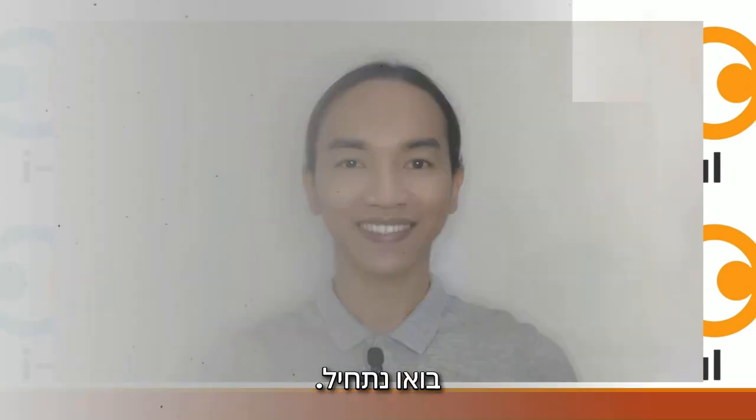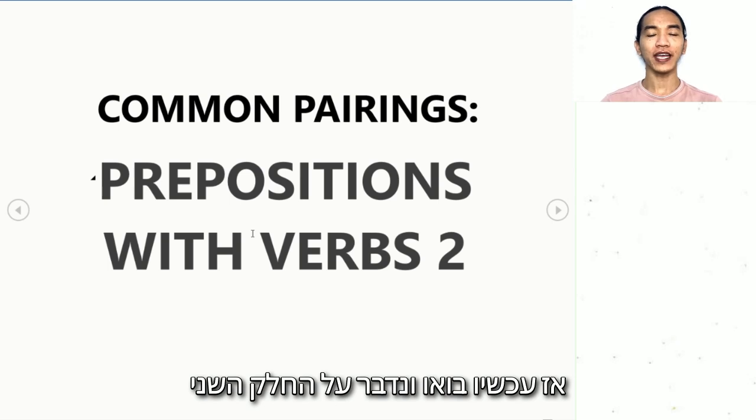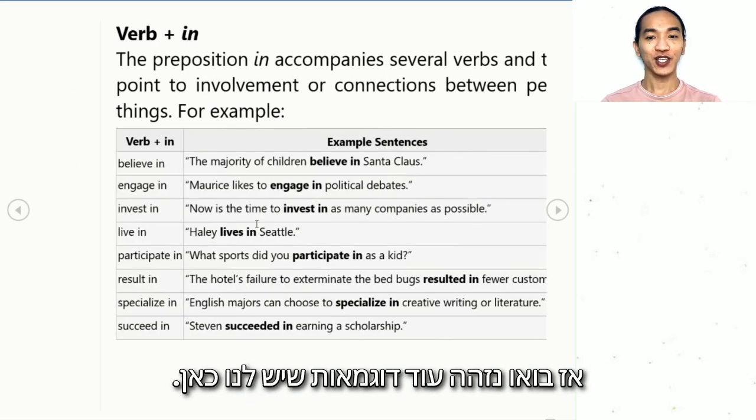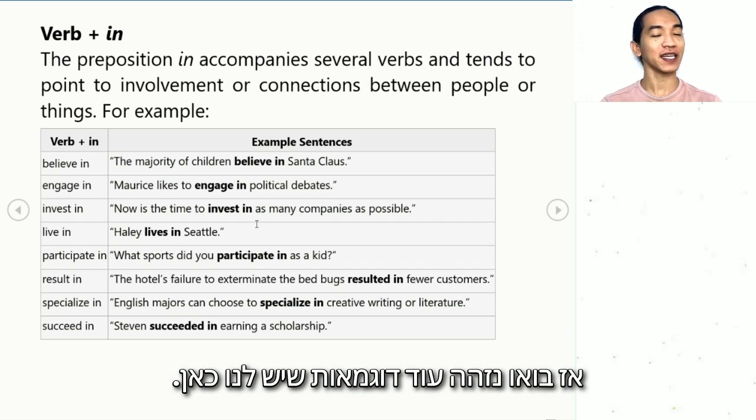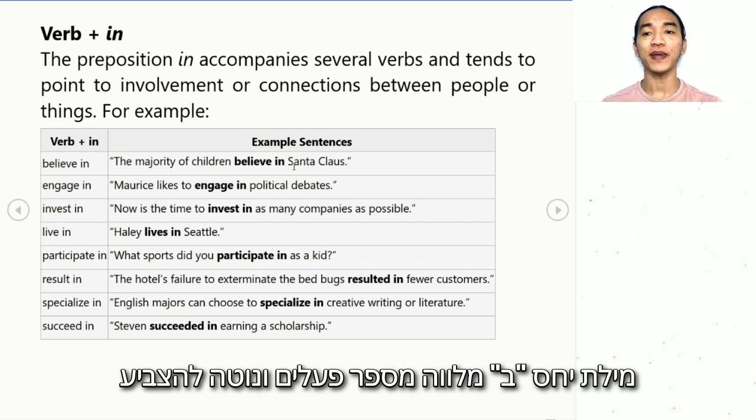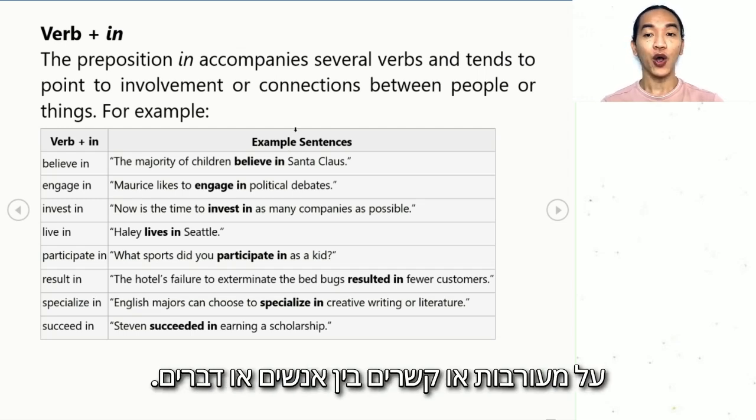Let's go. So now let's talk about the second part of the common pairings for prepositions with verbs. Let's identify more examples that we have here. So we have the verb plus in. The preposition in accompanies several verbs and tends to point to involvement or connections between people or things.